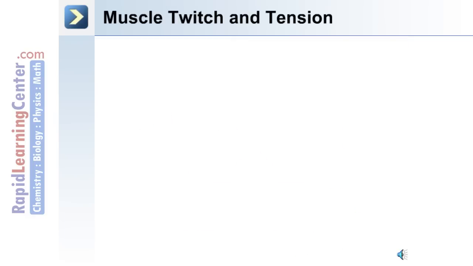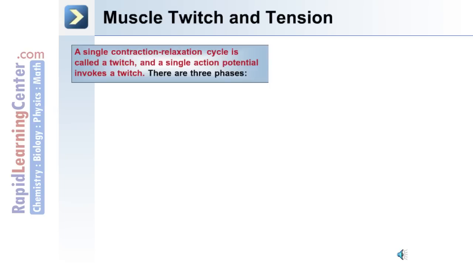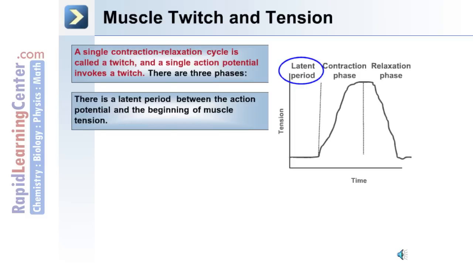Muscle twitch and tension. A single contraction-relaxation cycle is called a twitch, and a single action potential invokes a twitch. There are three phases. Phase number one, the latent period. There's a latent period between the action potential and the beginning of muscle tension.